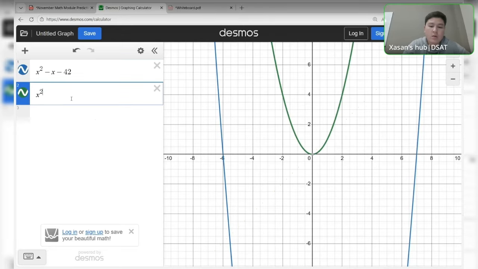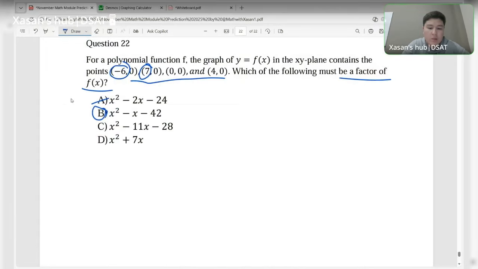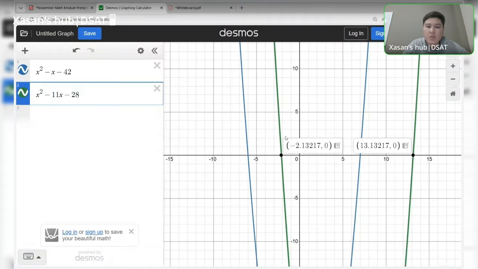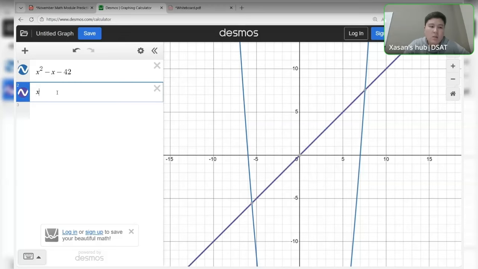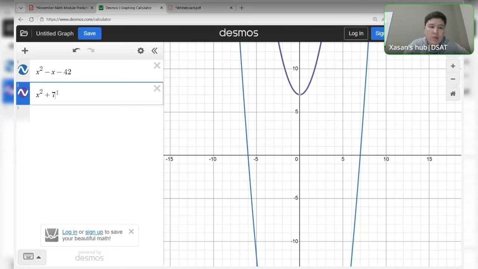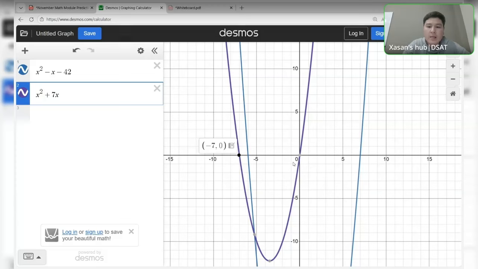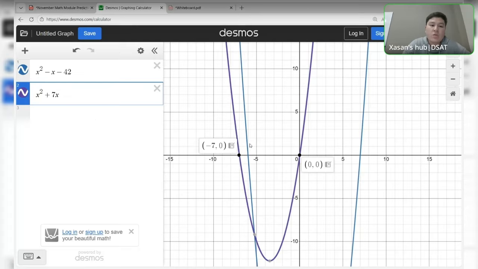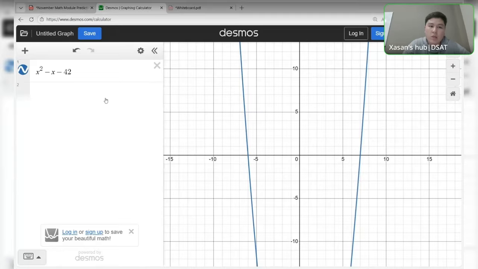So x squared minus 11x minus 28, because we have no, they are not even integers in option C. That's out. The last one, x squared plus 7x. Guys, look, it is giving us -7 and 0, but we need what? We need +7. Yep, 0 is the first solution, but the second one is -7, and it must be +7. So therefore, option D is also out. The final, the correct one is B.